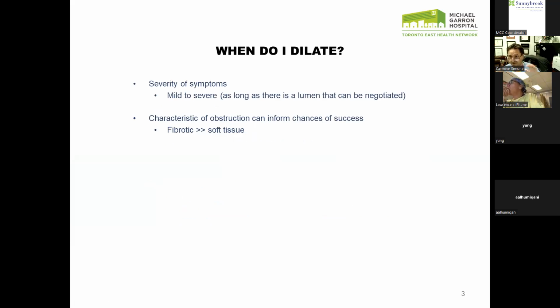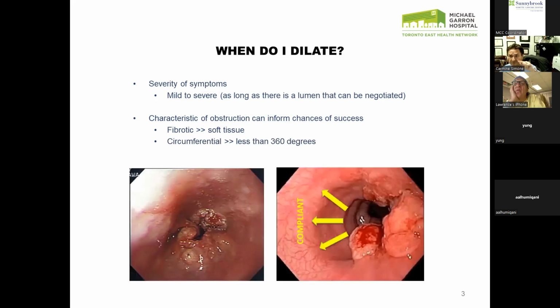Dilation is the first step that we always try to use. And really, if there's a lumen to negotiate, so if patients are swallowing even a little bit of their saliva, or if they're tolerating even minimal amounts of liquids, that's good enough, because we can then thread a guide wire, and that's really all we need. There is some prediction of success if we can palliate patients' dysphagia with just dilation, and a fibrotic tumor is going to be far more responsive than a soft tissue or a fungating type of tumor. And circumferential disease is far better than non-circumferential disease.